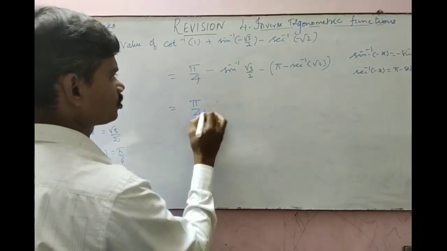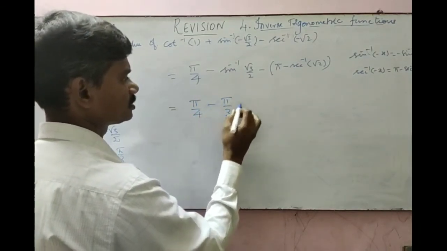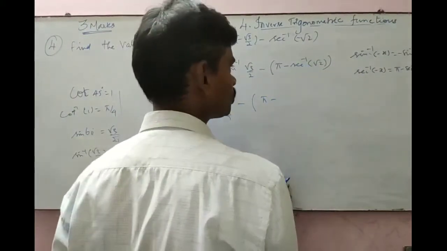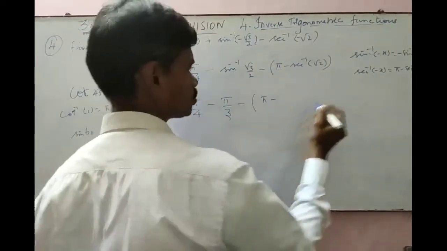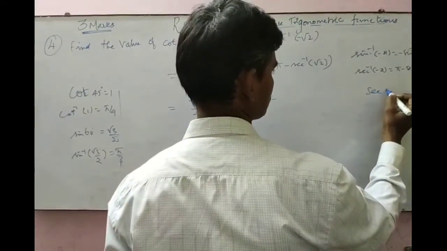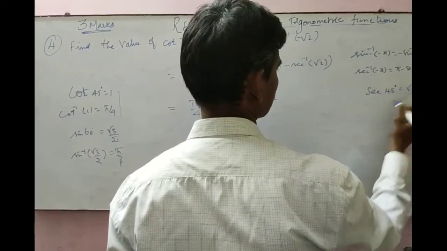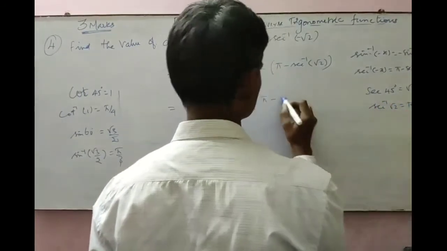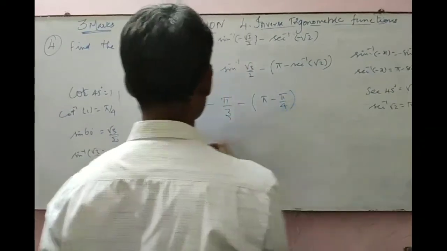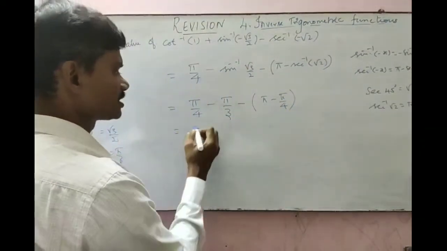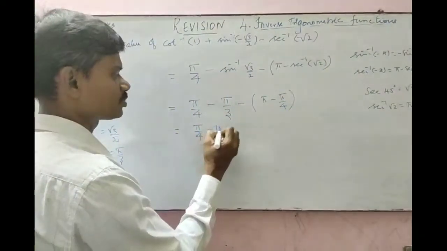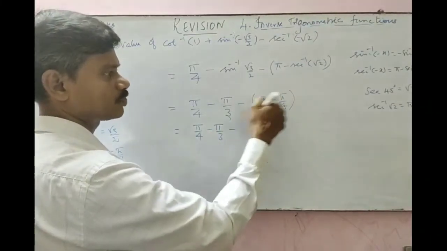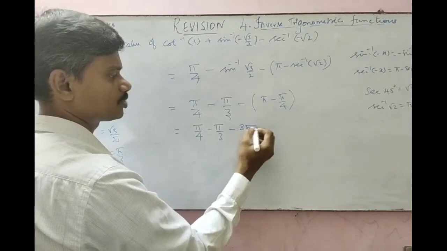So pi by 4 minus pi by 3 minus, here pi minus secant inverse of root 2. Secant which degree is root 2? Secant 45 degree is root 2. So secant inverse of root 2 can be written as pi by 4. So pi minus pi by 4. On simplifying you will get the answer. Pi by 4 minus pi by 3 minus, if you simplify this you will get 4 minus 1, 3, so 3 pi by 4.